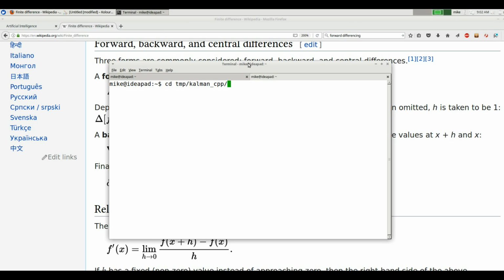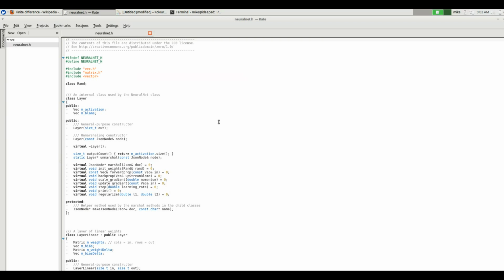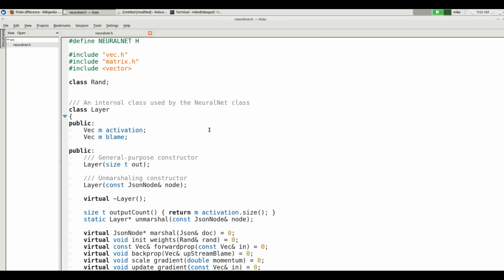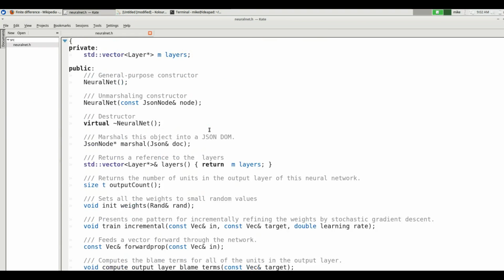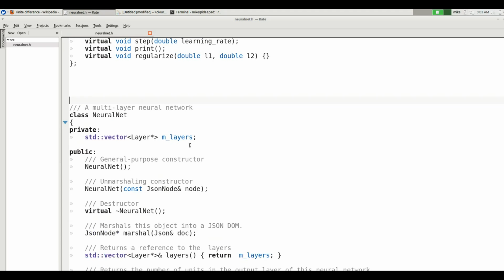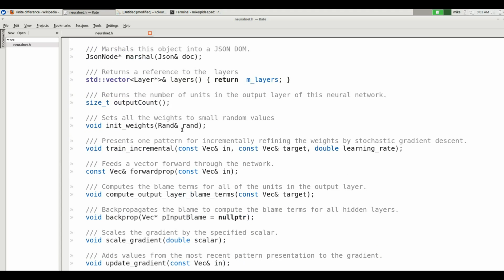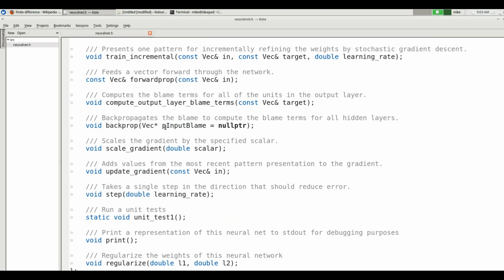Let's see, what do we call it? Kalman CPP, source, neuralnet.h, I believe. Okay, this is the header file for the C++ version of my neural net class that I supplied for this Kalman filter assignment. It's the same thing as the one you used in the last assignment, the Q-learning one, so you're already somewhat familiar with this. There we go. Backprop.